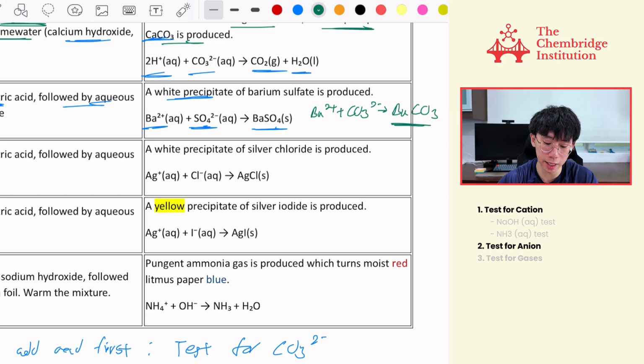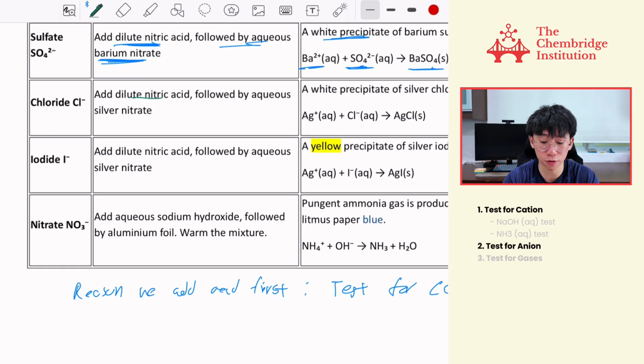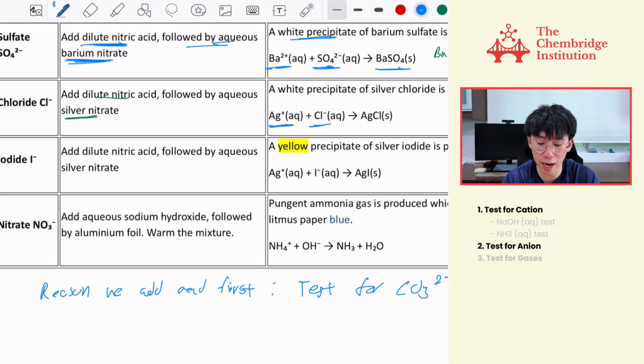Same thing in our chloride test. We want to add dilute nitric acid first, same reason, and then we add aqueous silver nitrate. We add silver nitrate because Ag+, the silver ion, can react with chloride ions to give silver chloride as a white precipitate. Again, very easy precipitation reaction.